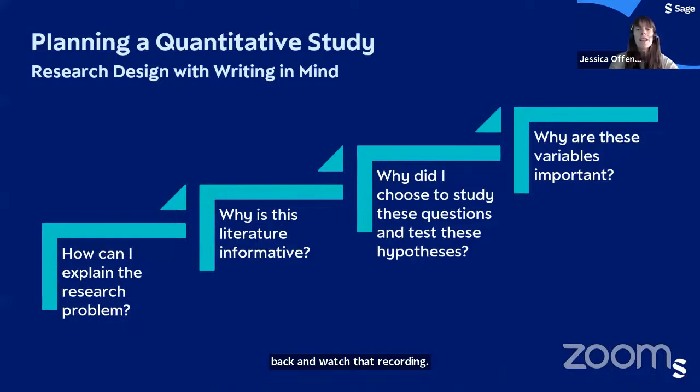And then, why did I choose these questions and test these hypotheses? What makes your research question important? Consider how it builds on current lines of research and inquiry, and what the implications of your research are, both inside of academia and outside of academia. So really understanding why these variables are important, and how you can frame that.